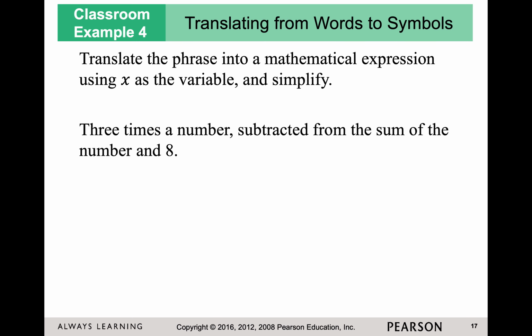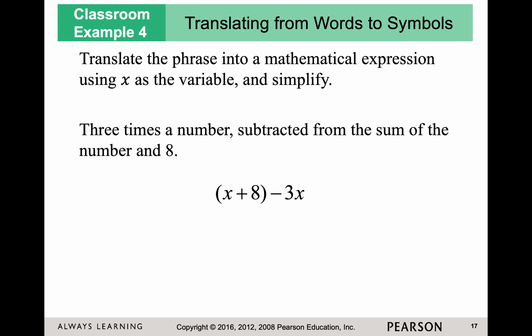Now I'm going to talk about simplifying those expressions like we did earlier in the course. If I have 3 times a number, subtracted from implies backwards. So remember that 3 times a number needs to come behind that subtraction symbol, the sum of the number and 8. So when I see of, I'm grouping things together. The sum of tells me to group that together, and subtracted from means it comes behind the subtraction symbol.